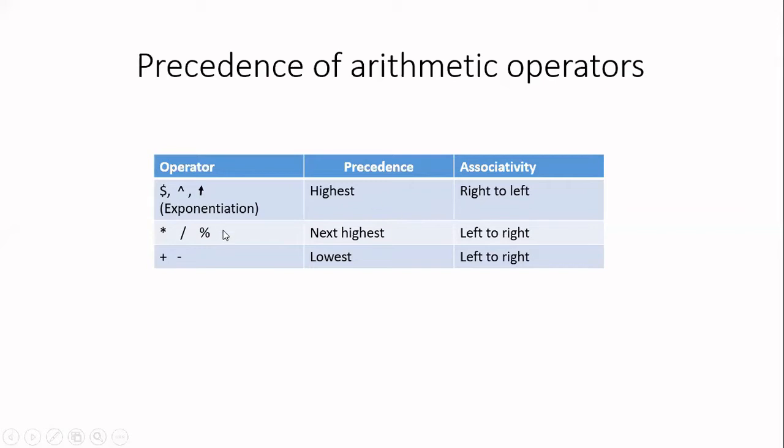And then the third category is plus and minus. They have the lowest priority. You have to evaluate them again from left to right. So remember, out of the 6 operators, exponentiation is having the highest priority. Multiply, divide, and percentage have the second highest priority. Then plus and minus have the lowest priority. And associativity is for exponentiation right to left. For the remaining, it is left to right. Now, we will see the algorithm.